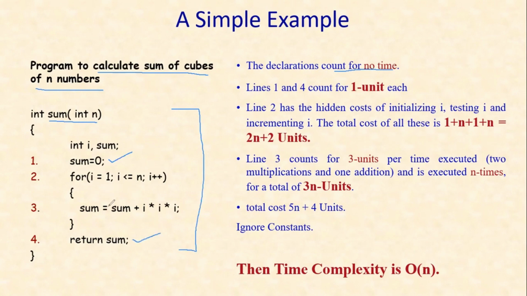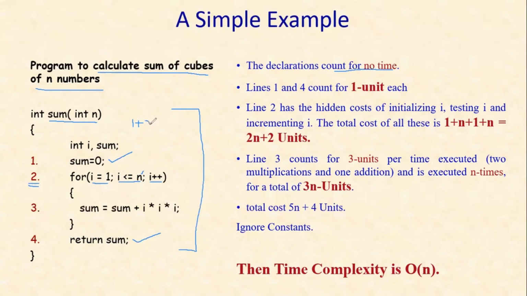Now come to the loop. This loop will be executed n number of times. Let us take the second line, which consists of 3 statements. One is initialization, which is executed only once, so 1 unit of time will be taken by initialization. And i <= n, this condition will be executed n times for trueness and 1 time for falseness.